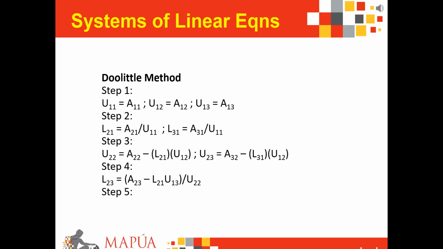And finally, your step 5 involves solving U33, whereby it is evaluated from your given matrix element A33 minus the product of L31, U13 minus the product of L32, U23.